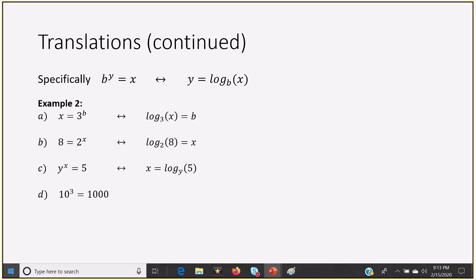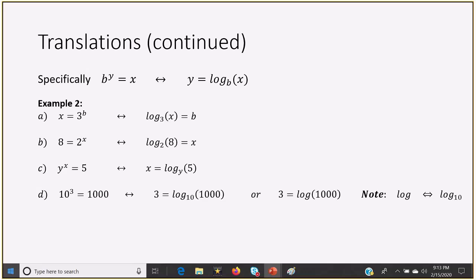Now I have 10 to the third. Yep, that's certainly 1,000 if I throw it in my calculator. But if I want to translate it to a logarithm, I move the base of 10 over to the other side, and the left side becomes the 3. It becomes that power. Notice how the power in this case is just dropping down to the side, and then the base is moved to the other side with the logarithm.